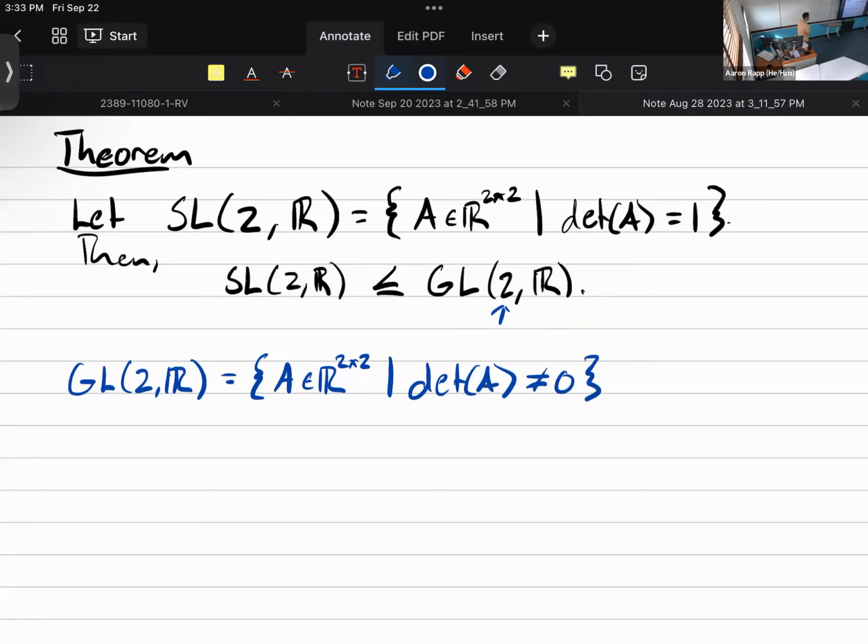There was a set of all 2 by 2 matrices with real entries. Determinant was non-zero. Or you can think of it as a group of invertible matrices, 2 by 2 matrices. All we're doing is saying, hey, look at a smaller group, because instead of just saying the determinant can be non-zero, we're specifically saying the determinant has to be what? 1. So we're going to show that this creates a subgroup.